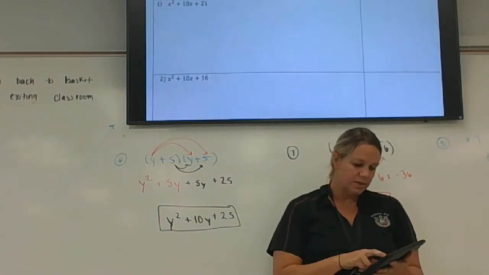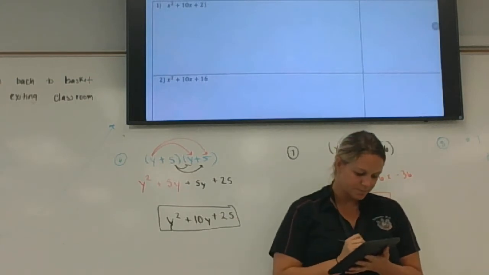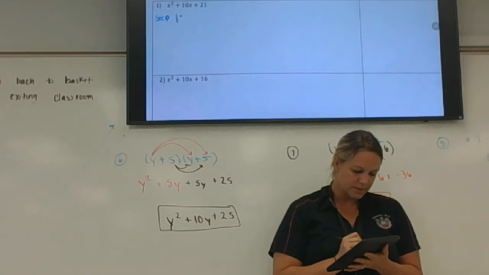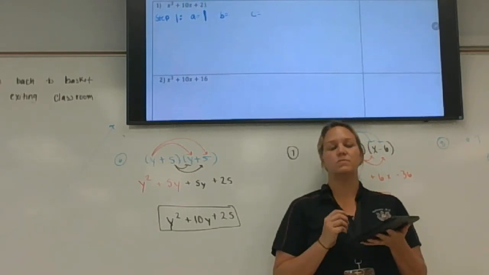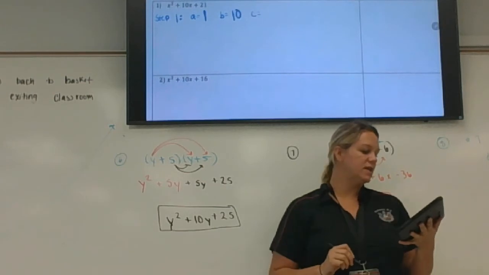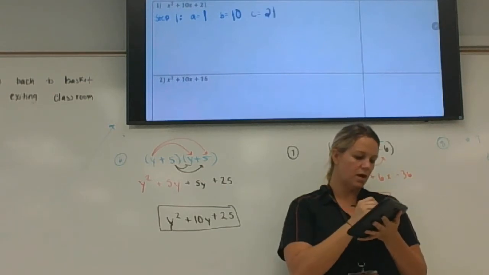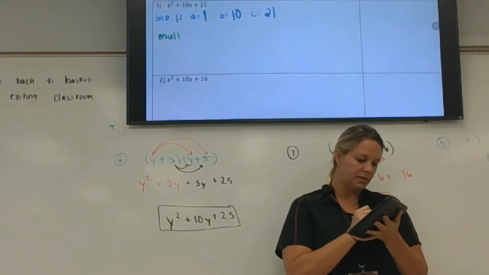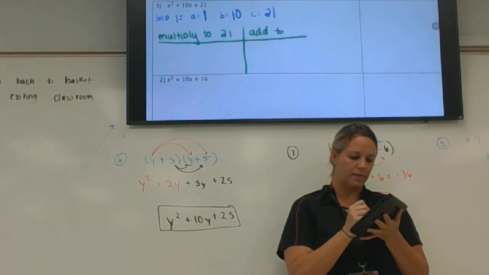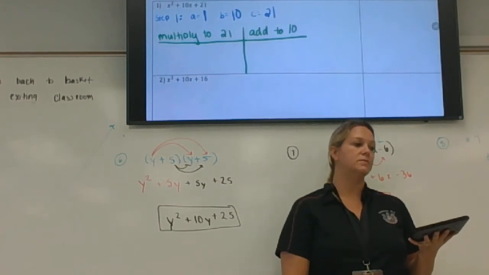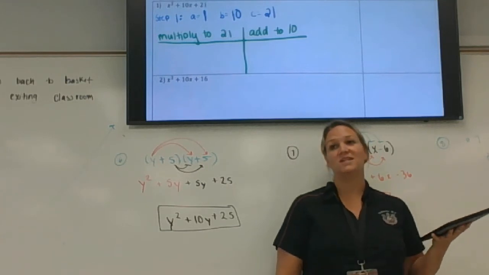Skip the middle. Let's come down to number 1. Do the steps. Step 1 was to identify A, B, and C. A is 1. What is B in this problem? 10. What is C in this problem? 21. So we need to find numbers that will multiply to 21, and add to 10.